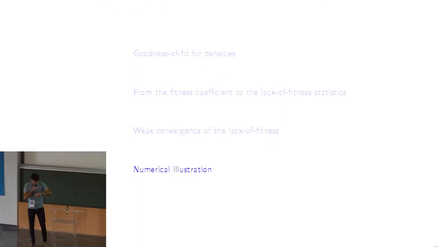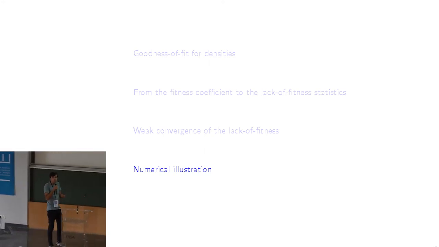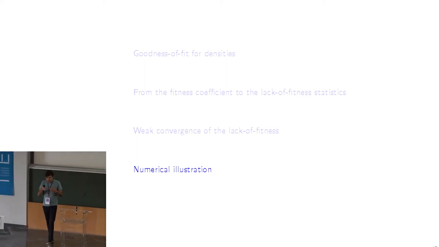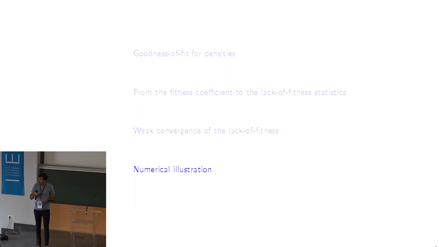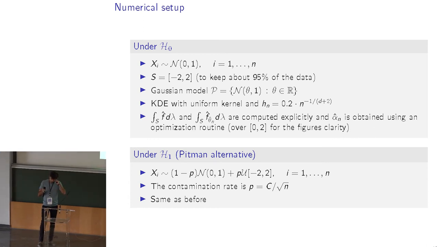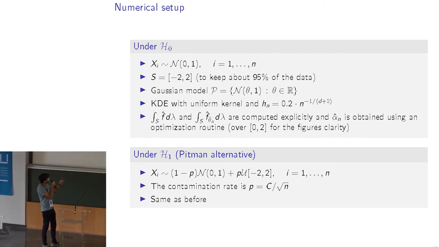Okay, so now I would like to finish with a very brief numerical illustration, just to validate the approach and to open this question, the question we have about the power of our test. So we consider two different setups. The first one is under the null hypothesis, so it's pretty basic. You have a Gaussian distribution for x.